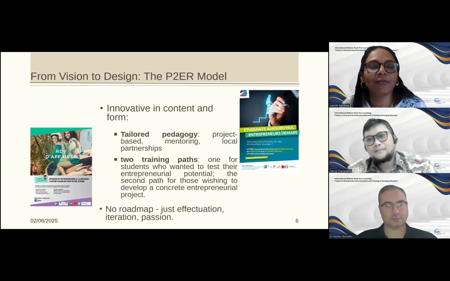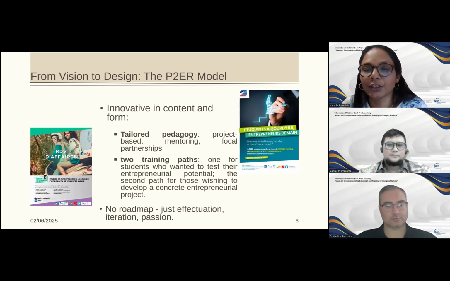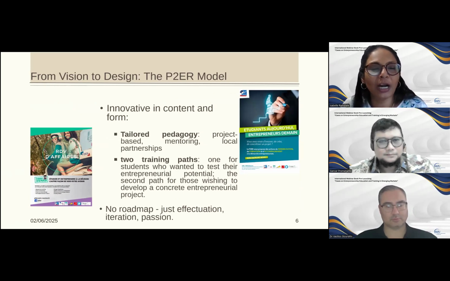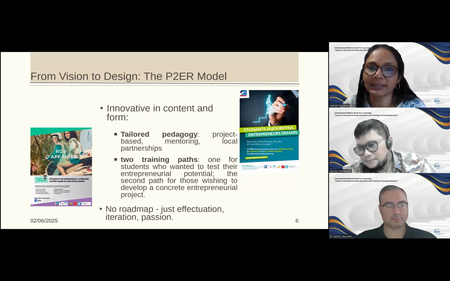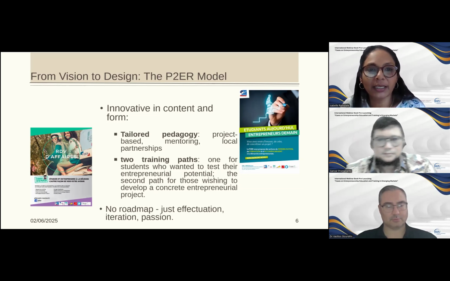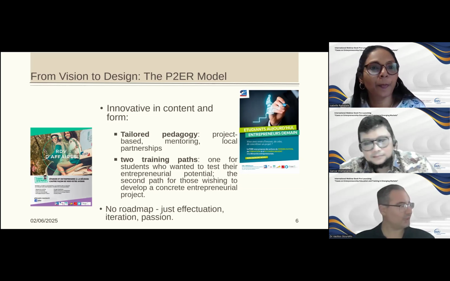The P2TR, the Student Entrepreneurship Pole program, was innovative in content and form. Thus, it showed that when you combine adapted teaching, local relevance, and inclusive values, entrepreneurship education can become a powerful tool for empowerment, re-engagement, and social mobility.